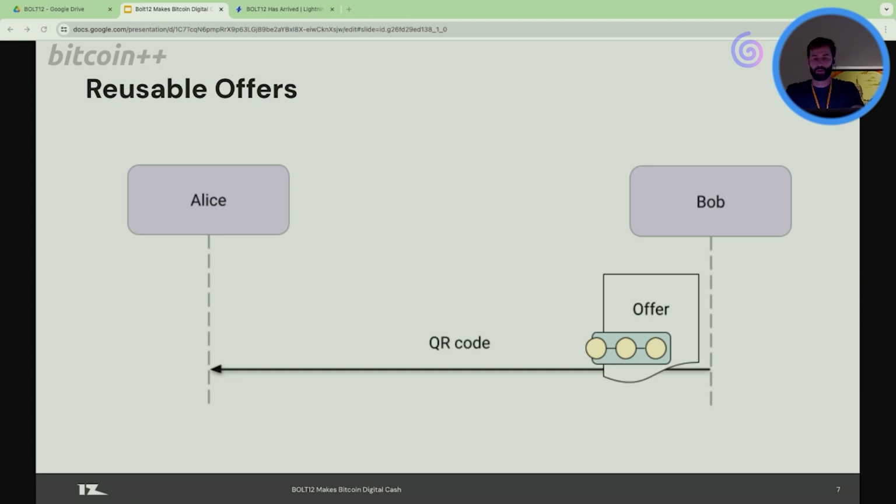And one of the things about offers is that they contain something which is sort of annotated on that picture there. It's a blinded path. So it's a way for Alice to basically contact Bob for an invoice without actually knowing Bob's node ID.